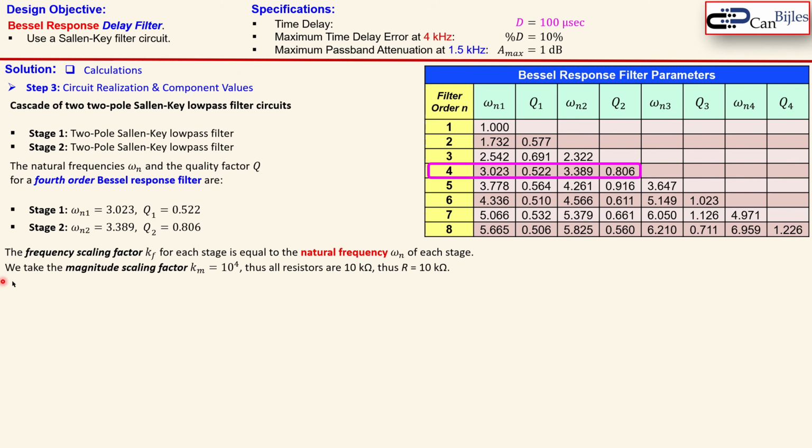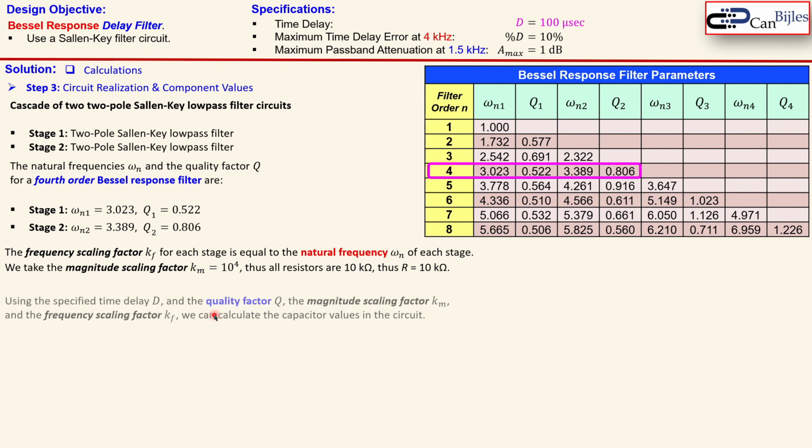And we also need to make the magnitude scaling factor, which is the Km, and that is in this case taken as 10,000, so 10 to the power 4. That means all the resistors we have seen, our 2 R's in our Sallen-Key filter, will be 10 kilo ohm. This is an arbitrary choice. You can also make it 5 kilo ohms or 1 kilo ohm.